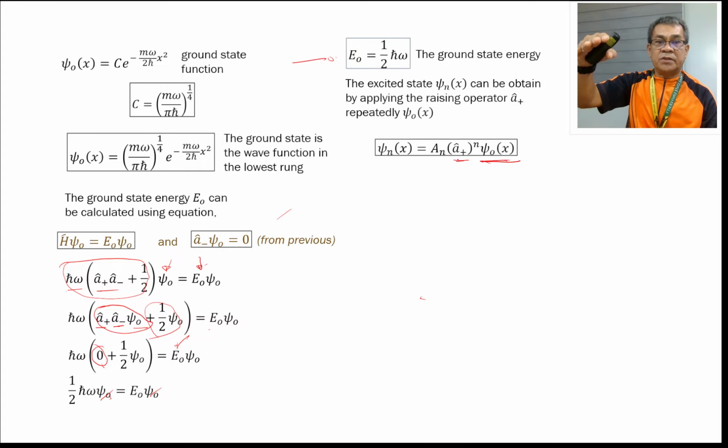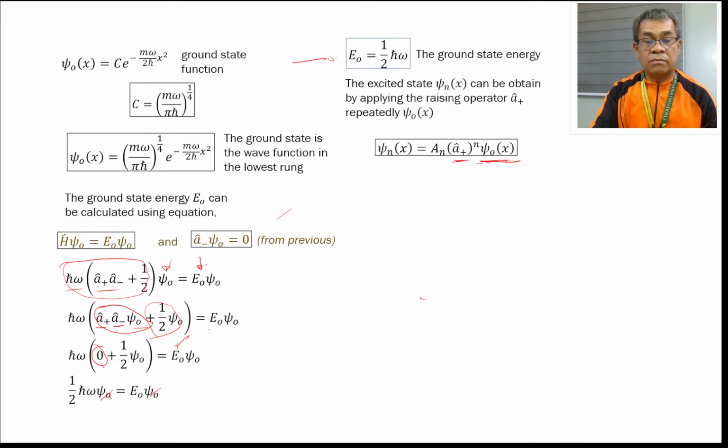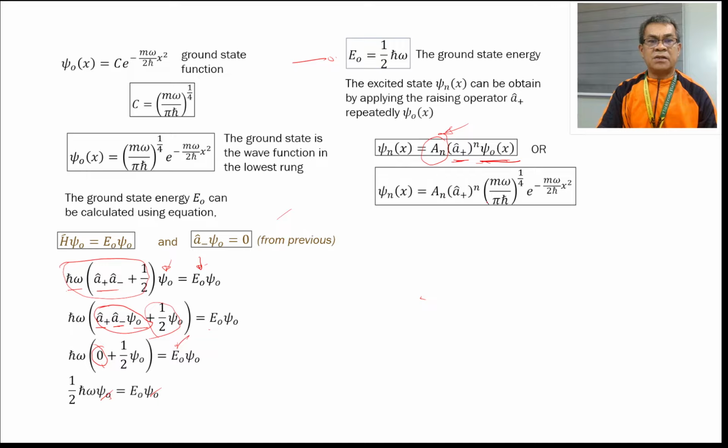Now the lowering operator was used to solve for the lowest rung, but the raising operator is used to solve for the next level. And take note, what is A_n? A_n is the normalizing multiplicative constant to normalize. So meaning we need to find this one. Or you can use it because we already know this one. So you can plug in automatically the ground state and put it here.